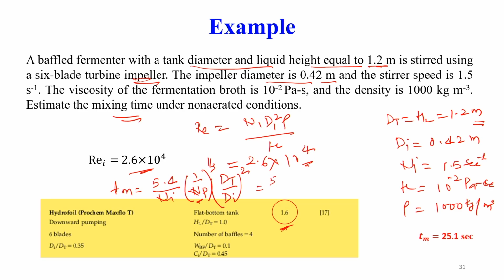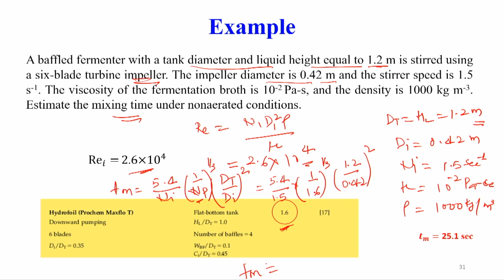So it will be 5.4 divided by 1.5, into 1 divided by 1.6 to the power 1 by 3, and what is the dt? dt is 1.2 and di is 0.42, so 1.2 upon 0.42 squared, and if you calculate we will get the mixing time Tm as 25.1 second. So with this I will stop here.